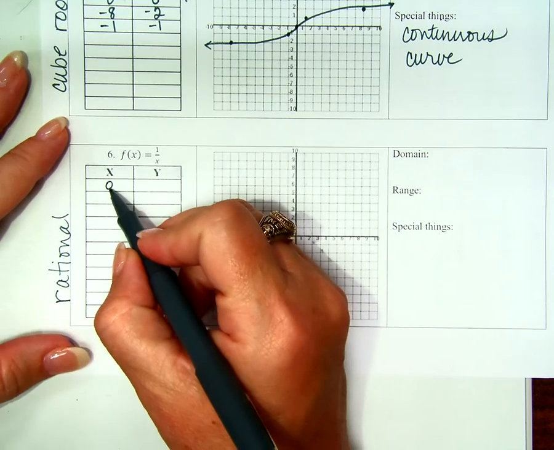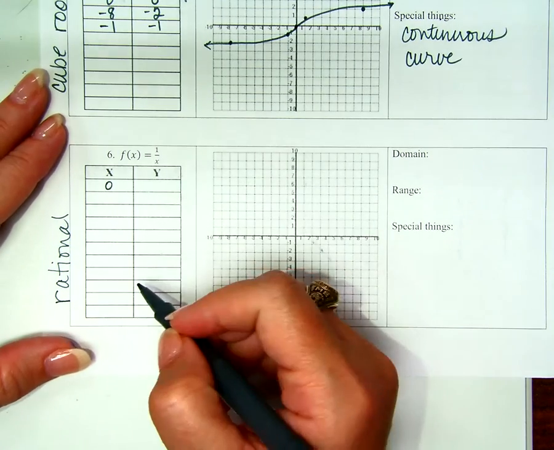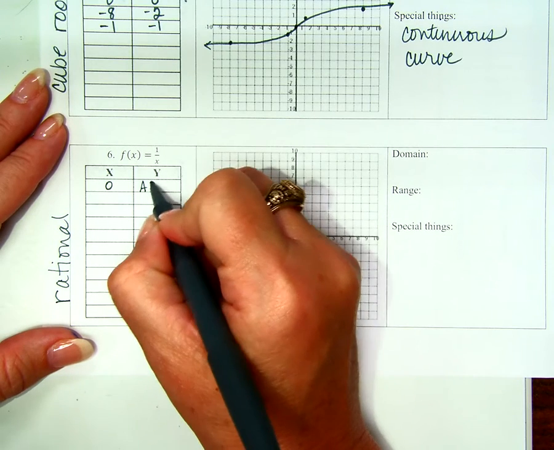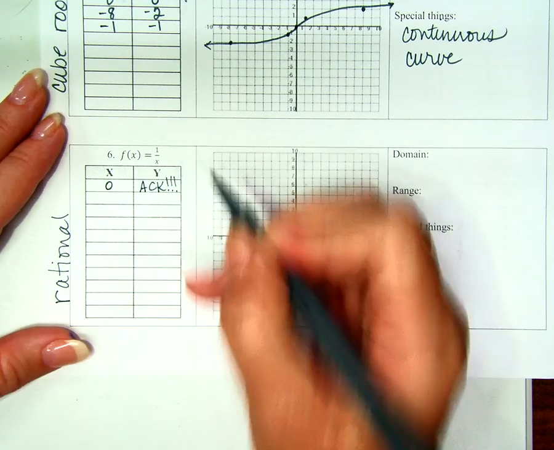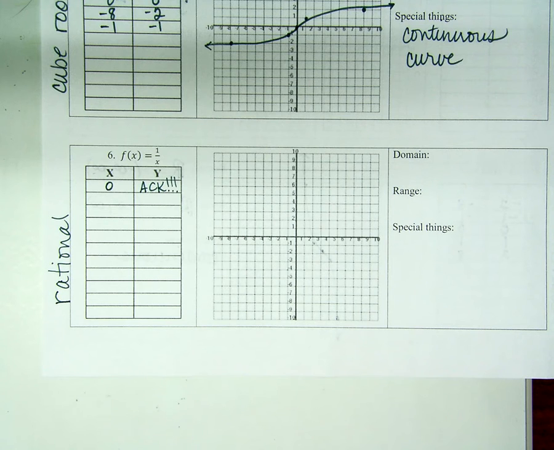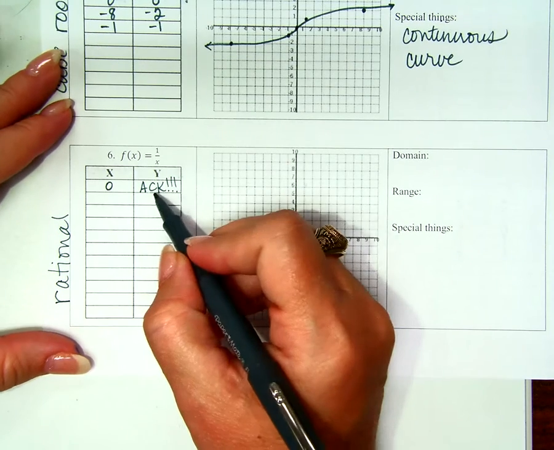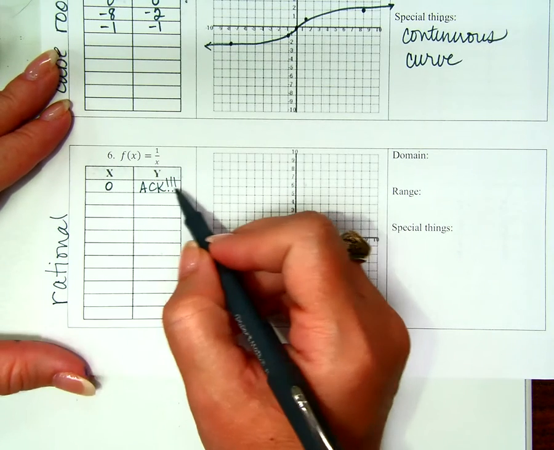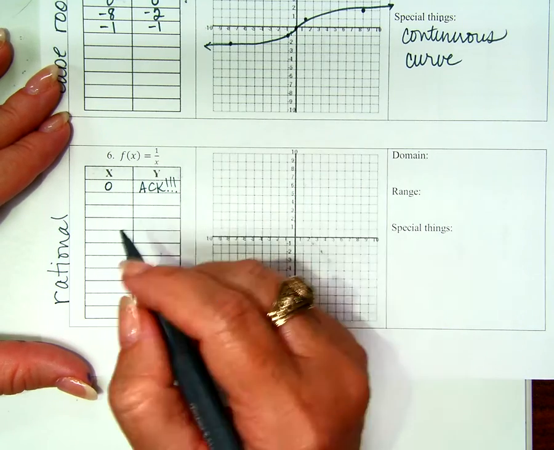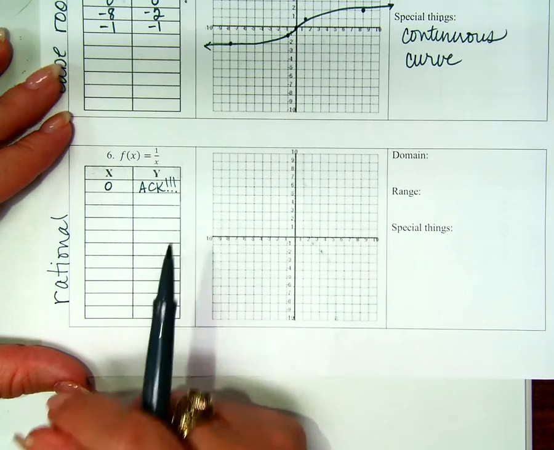Okay? If I put in a 0 here, what do I put here? Heck. I can't do that. I mean, I guess you could put error if you want, but that's boring. Or undefined. That's even worse. That's super mathy. I'm just going to put ACK. Okay? Now, undefined, for the record, is the actual term that we should put, if you want to put that. But, again, I'm just going to put ACK. Okay?